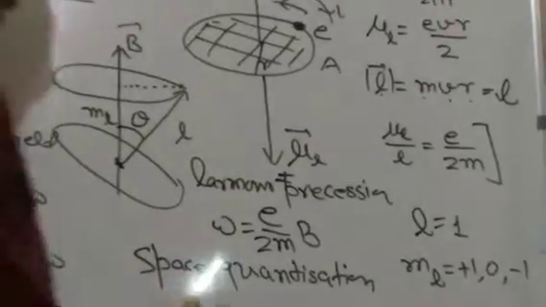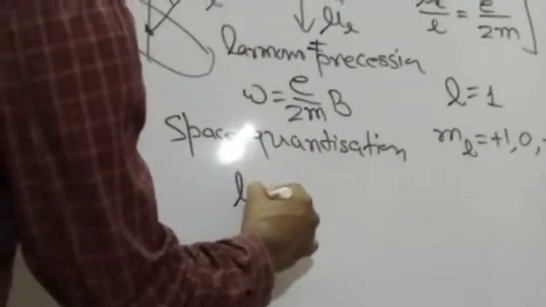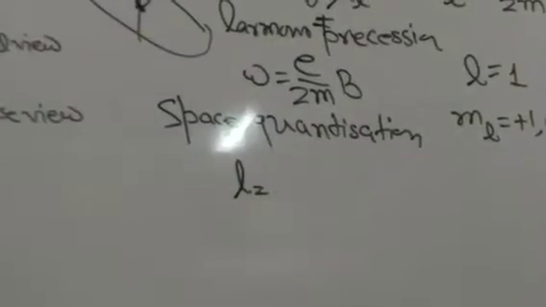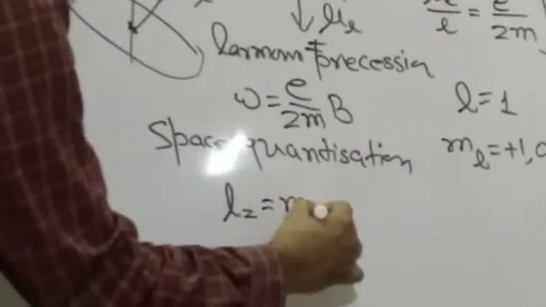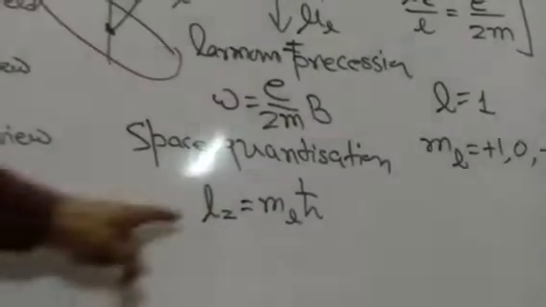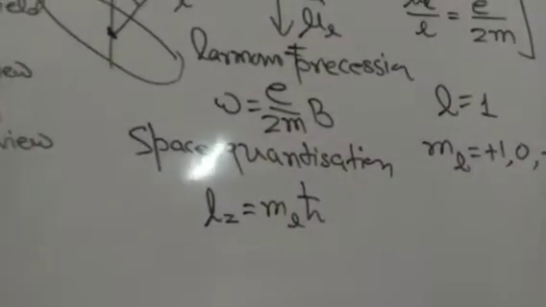So we can say that this is Lz. If this is the z direction, the magnetic field is applied in the z direction. So this is ml, and Lz will be ml h cross. The value of Lz will be ml h cross.